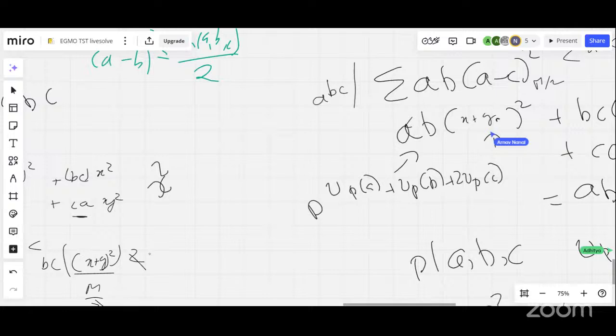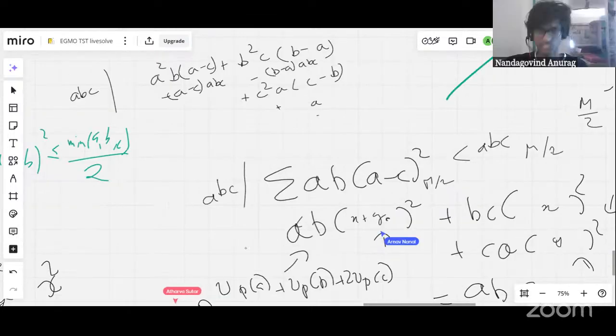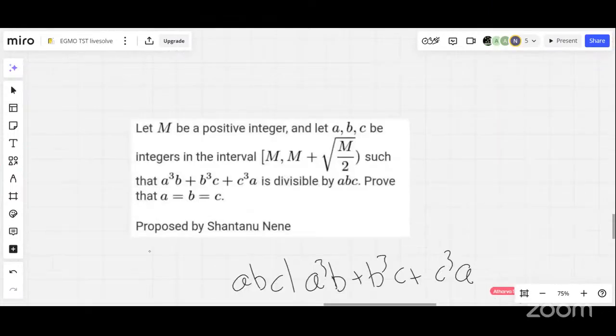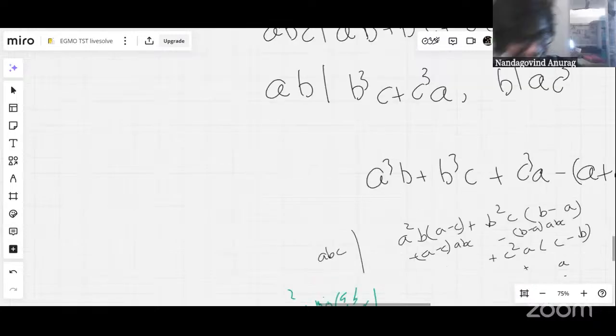Obviously, if this thing is 0, then we have that a minus c is 0, b minus c is 0, c minus a is 0, and that's what we wanted. Yeah, that's so nice. I actually like that problem.